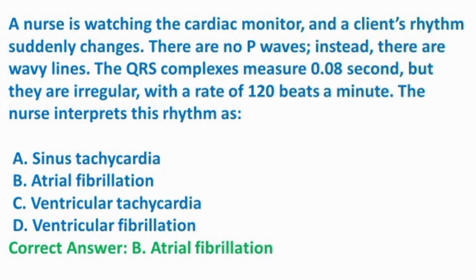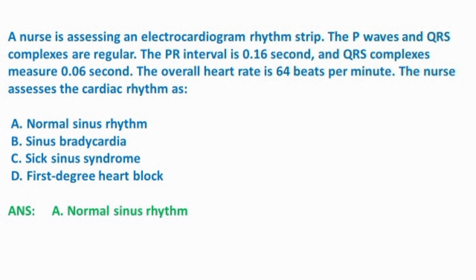The next question is, a nurse is assessing an electrocardiogram rhythm strip. The P wave and QRS complex are regular. The PR interval is 0.16 second and the QRS complex measures 0.06 second. The overall heart rate is 64 beats per minute. The nurse assesses the cardiac rhythm as: A. Normal sinus rhythm, B. Sinus bradycardia, C. Sick sinus syndrome, D. First degree heart block. The correct answer is normal sinus rhythm.